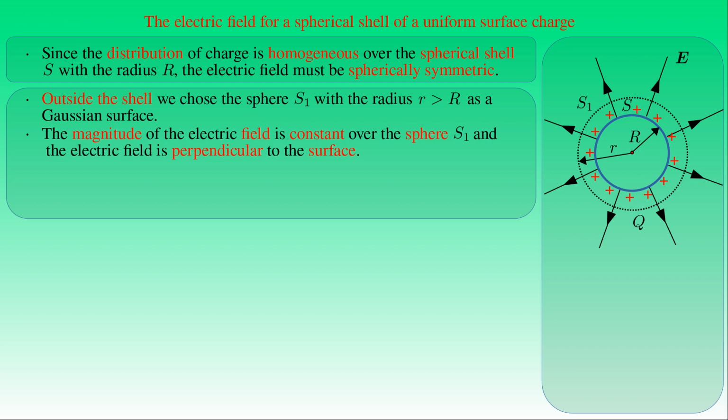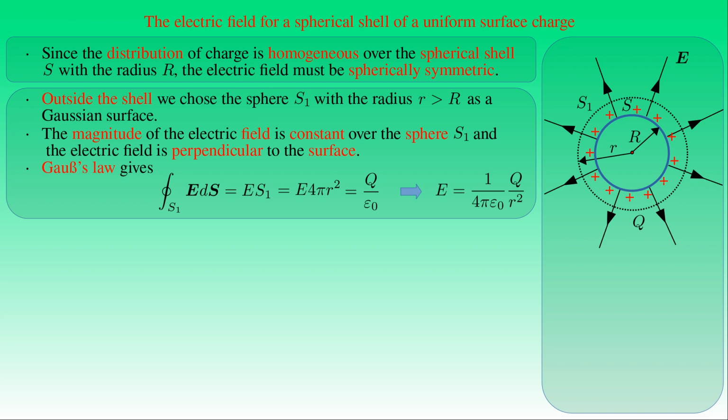Here the integral of the electric field E due to the charged shell over the sphere S1 can be written as the magnitude E of the field over the Gaussian surface, times the surface area S1 of the sphere, where the area is equal to 4πr². Since Gauss's law states that the surface integral is equal to the charge q enclosed by the sphere over ε₀, we can express the magnitude E from this equation. Then the magnitude E of the electric field outside the shell is equal to 1 over 4πε₀, times q over r².